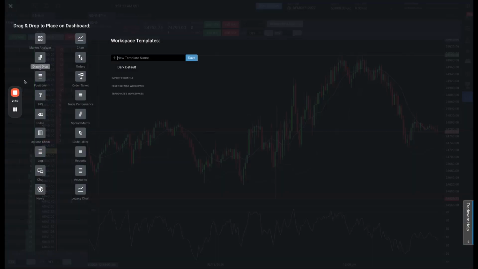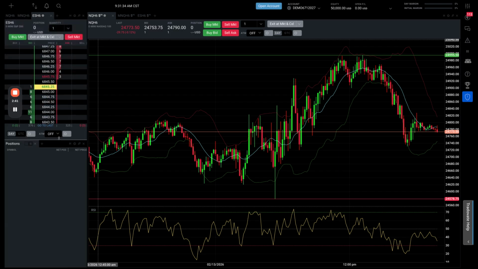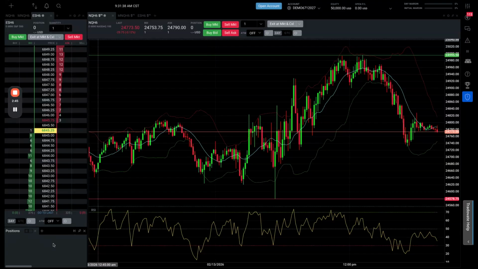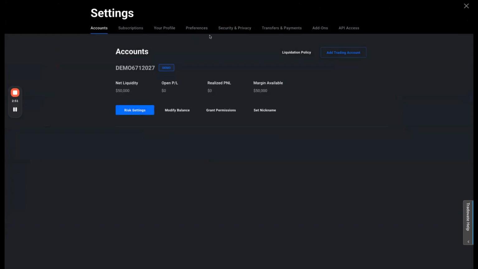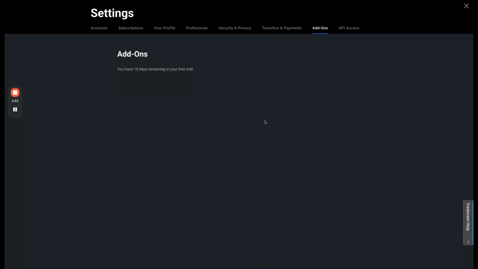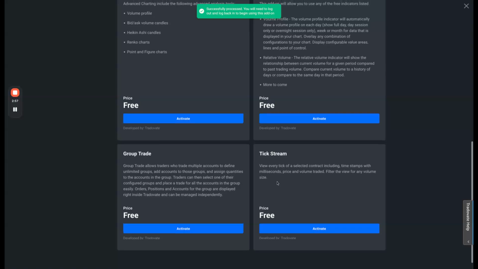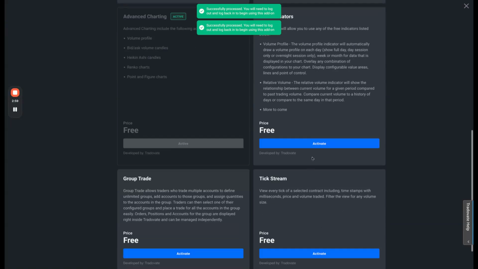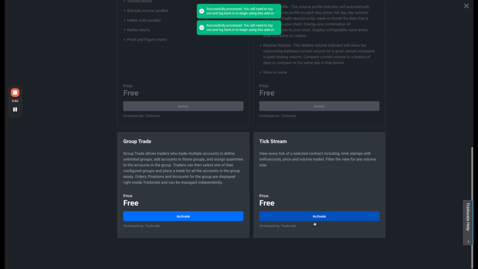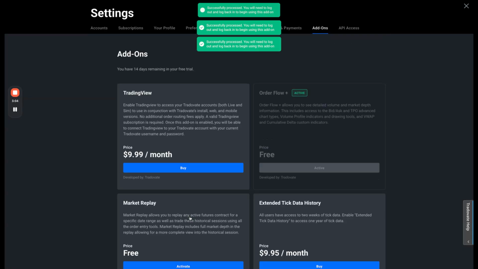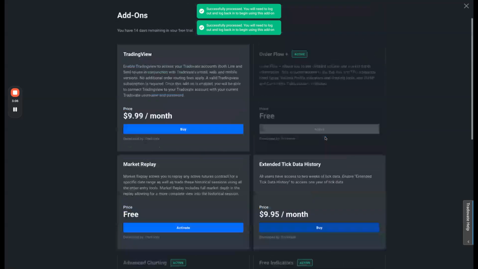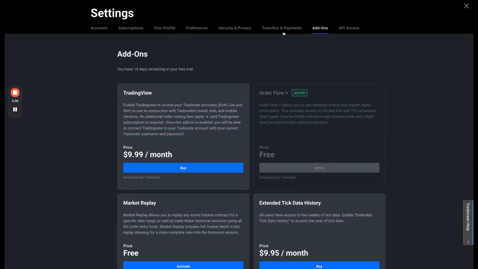And then positions, I like my positions down here, and I make that small. And then boom. Okay. So now over here, we'll go to application, we'll go to add-ons, and then we'll just add on everything that's free. Activate, activate, activate, activate, activate. Boom. Okay. So I just activated everything that's free.